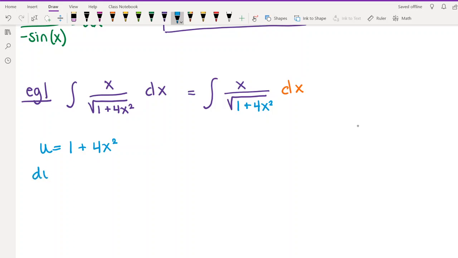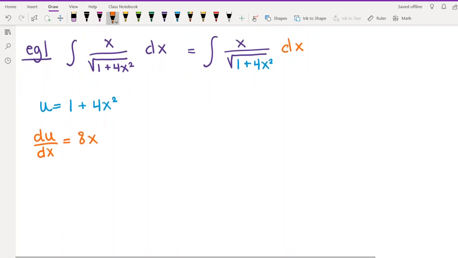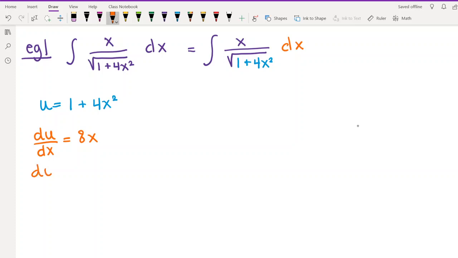And so then du dx is going to be equal to 8x. And so if we multiply both sides by dx, we get du is equal to 8x dx. And so we're left with du over 8x is equal to dx.